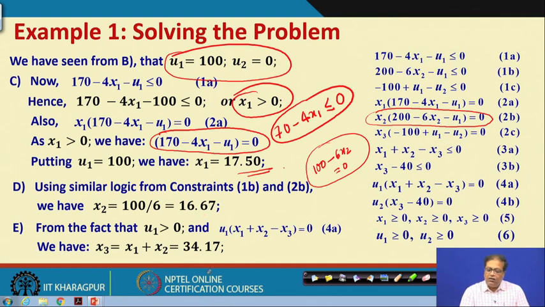Now, similar logic can be given in 4a also. Look at 4a: u1 into x1 plus x2 minus x3 equal to 0. Here u1 is greater than 0.